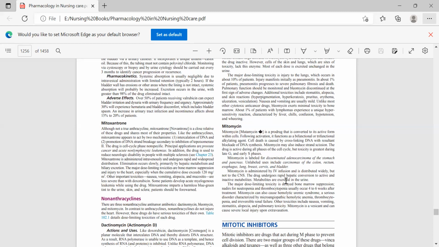That's all about the anti-tumor antibiotics, which are grouped into anthracyclines and non-anthracyclines.